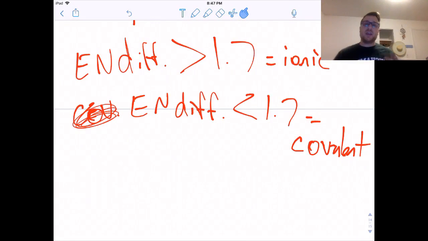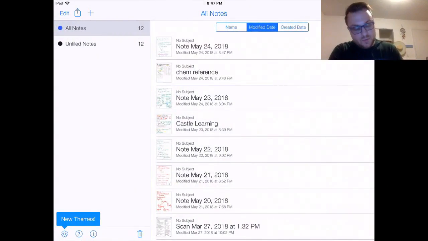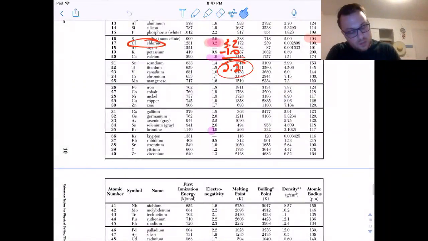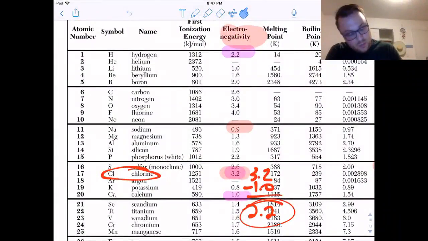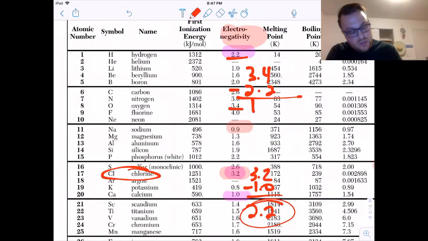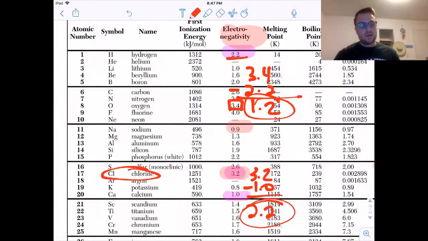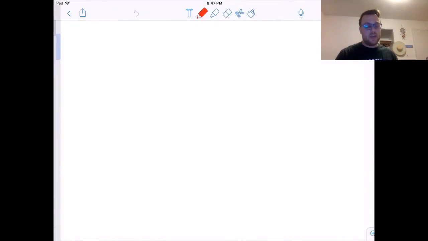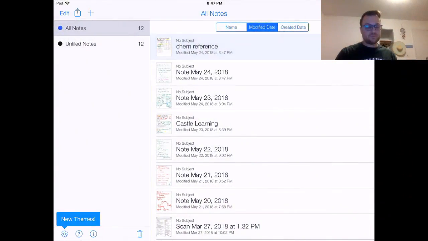I think that's a good place to end it for tonight, because bonding is a beast, and drawing these takes a while. And I don't feel like going over polar and nonpolar yet. I'm going to save that for next time. So next video, we're going to do polar and nonpolar, IMFs, and then periodic table really doesn't take very long.